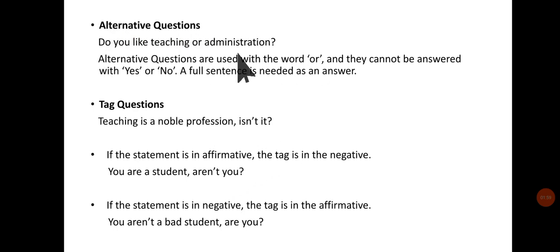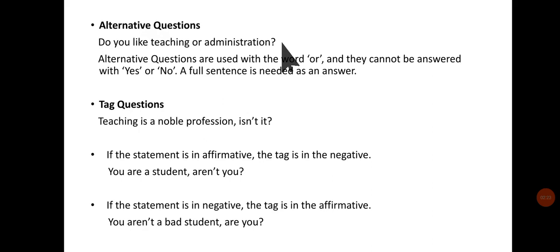So the first type is information questions, the second type is yes or no questions, and the third type here is alternative questions. Alternative questions, in the sense alternate, that or this, that is the meaning for the word alternate. And here in the alternative question types, we have this question: do you like teaching or administration? This or that? Do you want ice cream or do you want sweet?